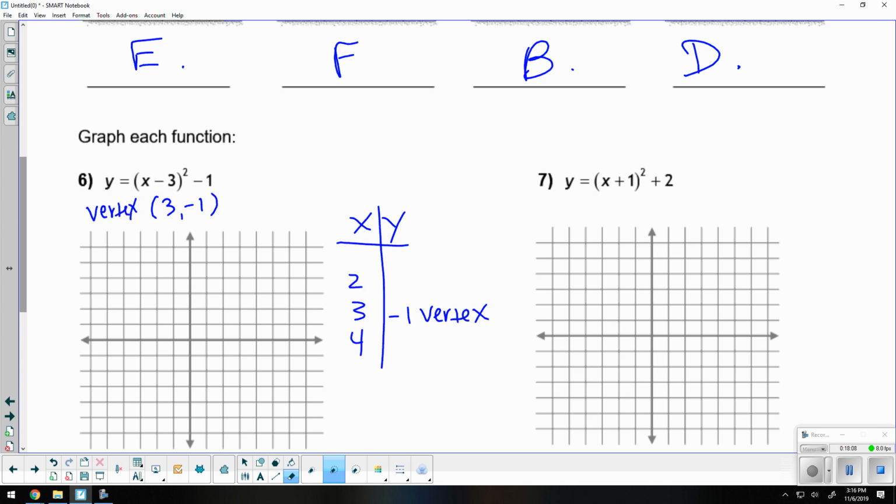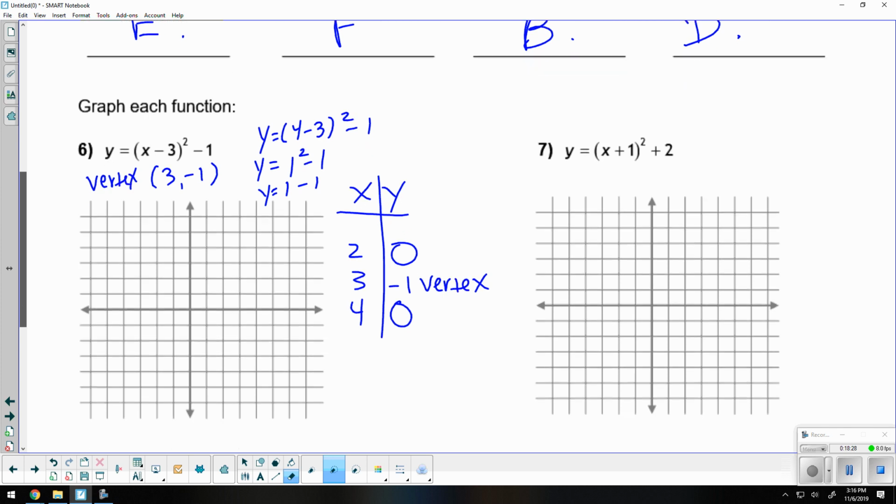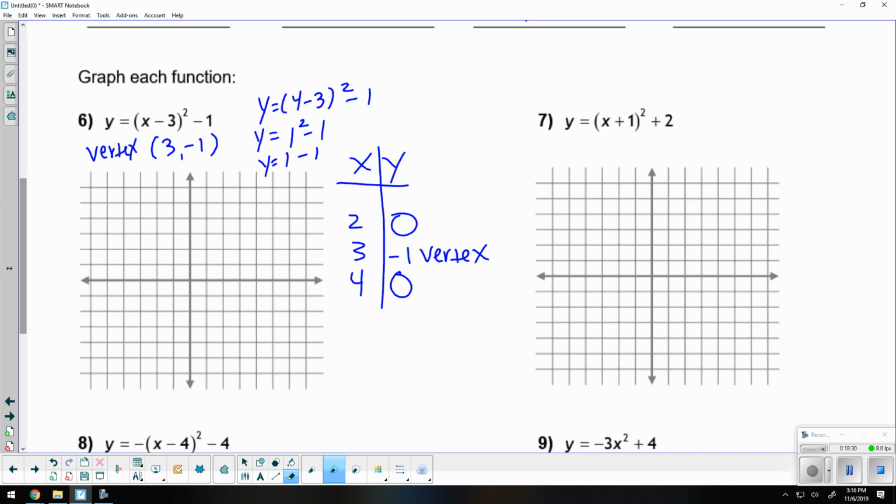So if you plug in like 4 for x and solve for y, you'd have 4 minus 3 quantity squared minus 1. So that would be just 1 squared minus 1, so 1 minus 1. So you get 0 basically. And you should get 0 also for 2. So again, once you know what the vertex is, you should be getting the same result on both sides. So if we graph this out, 3, -1, going over 3, down 1, we got 2, 0, 4, 0. This would be our parabola facing up. And then this would be your axis of symmetry, straight down the middle.